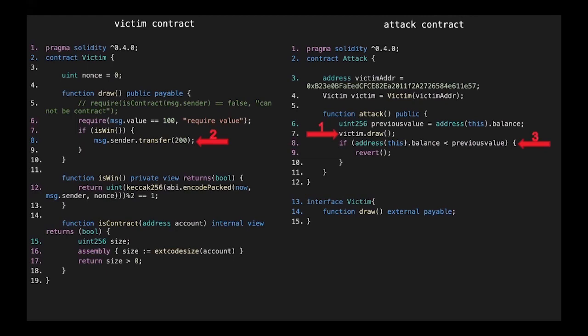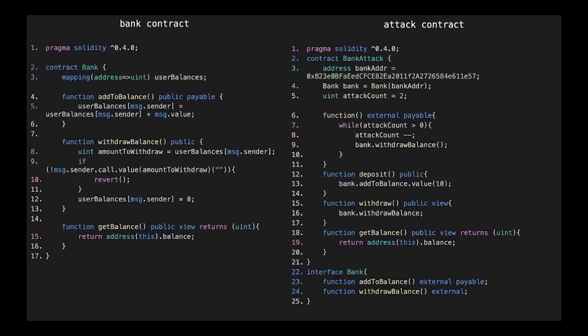Okay, I will introduce the reentrancy attack. In 2016, the DAO attack incident was a reentrancy attack by hackers. The attack process is as follows. Assume 100 SHUN in the bank contract and 10 SHUN in the attack contract. The attack contract first calls the deposit method to send 10 SHUN to the bank contract. Then the attack contract calls the withdraw method, which calls the withdraw balance method.